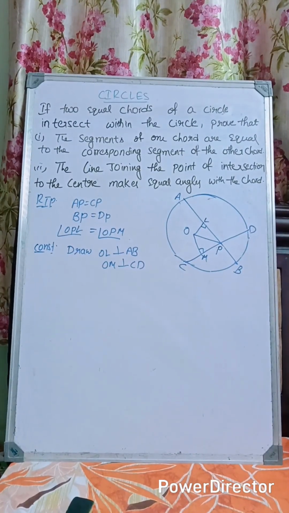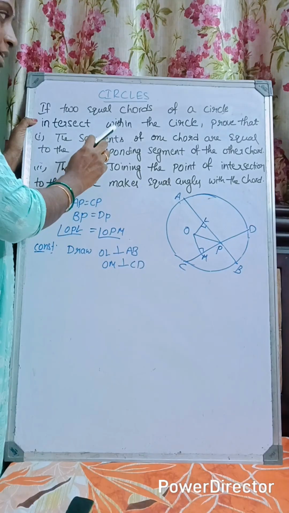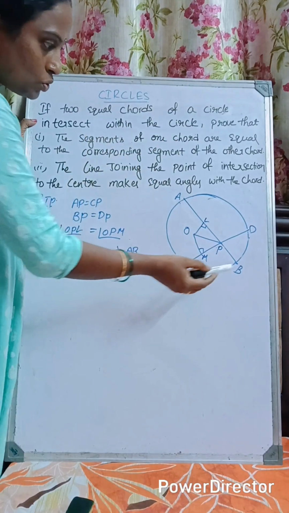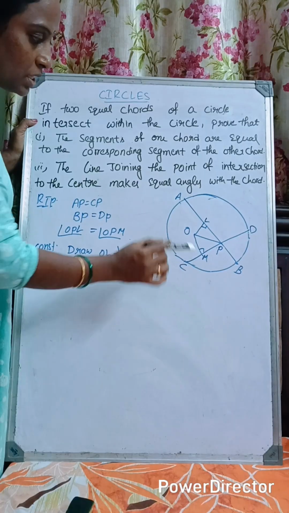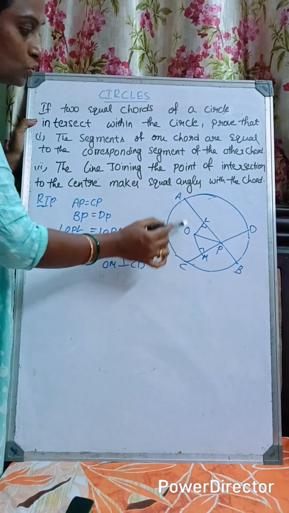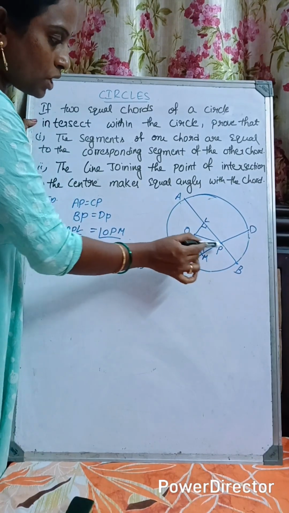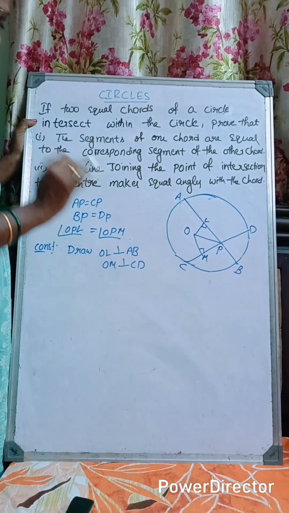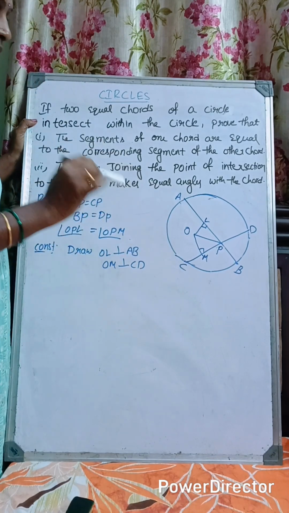Let's see one more important question. If two chords of a circle intersect within the circle. So this is the circle, correct? Now what are the two chords here? AB and CD are two chords. Those two chords intersect within a circle. Those two chords intersect at what point? O point. And what is the center for the circle here? O is the center of a circle.